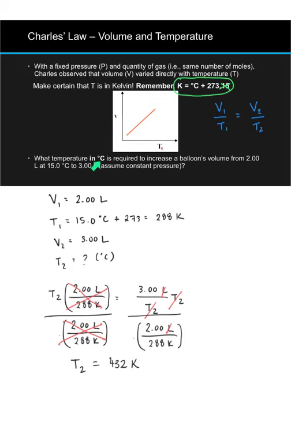We were asked what the temperature in degrees Celsius needs to be in order to make this volume change happen. To get a temperature in degrees Celsius, we simply reverse this expression up above. A temperature in degrees Celsius is equal to a Kelvin temperature minus 273. Here, 432 minus 273 gives us 159 degrees C. This is our final answer.